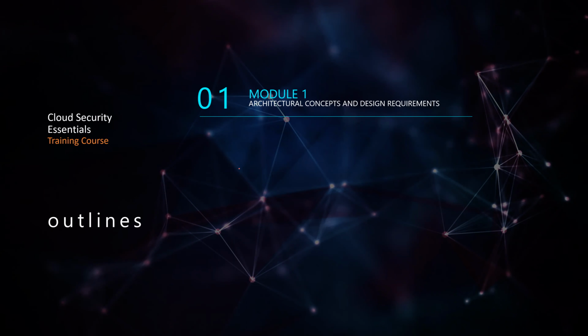In the Cloud Security Essentials training course, we will cover 5 modules. Module number 1 is the architectural concepts and design requirements for the cloud infrastructure. In module number 2, we will start digging in more detail into the security issues for each component of the cloud hosting.